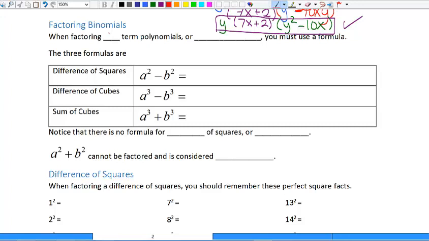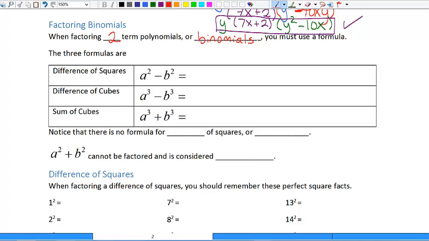Our next type of polynomial we'll be factoring is called binomials. When factoring two-term polynomials, which we call binomials, you must use a formula. There are three formulas that we're going to be covering today.